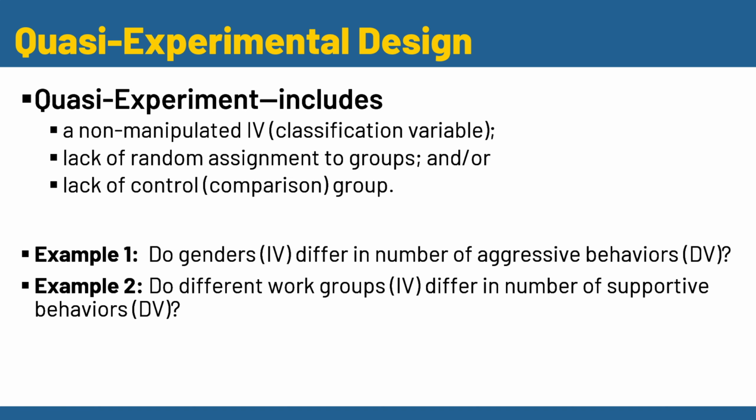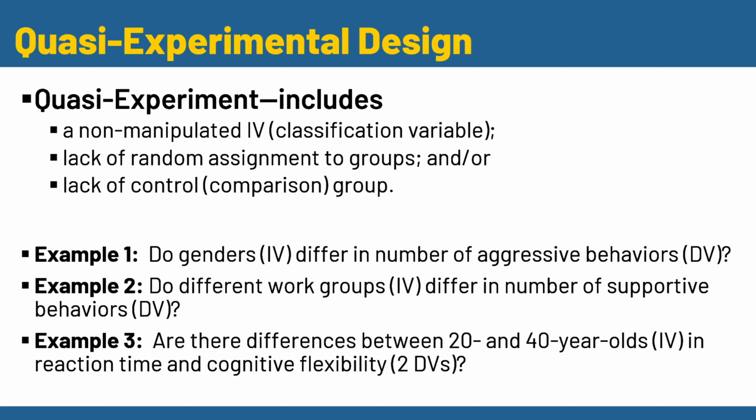Another example, do different work groups differ in number of supportive behaviors? Say I'm an organizational psychologist that comes to some workplace and they already have certain specified teams. Obviously, it's going to really mess up that workplace if we just randomly place people on different groups or teams, right? So sometimes we go into some sort of environment and there's already samples or groupings predetermined just based off the nature of that environment.